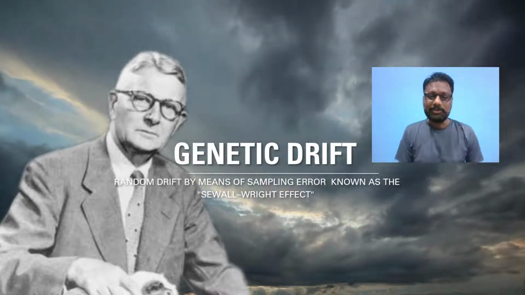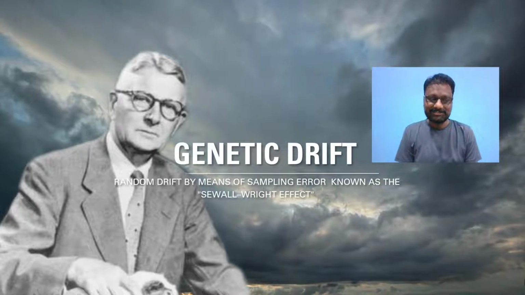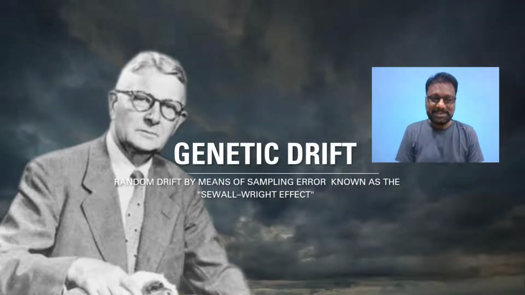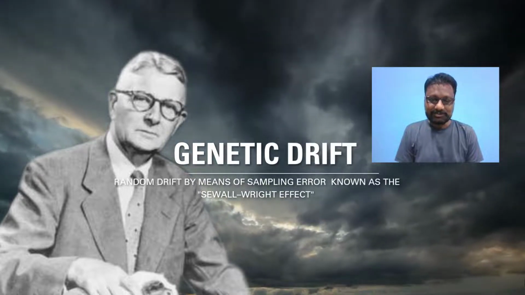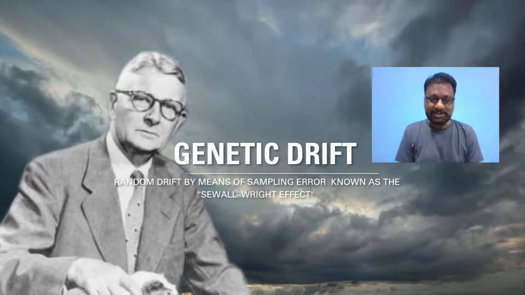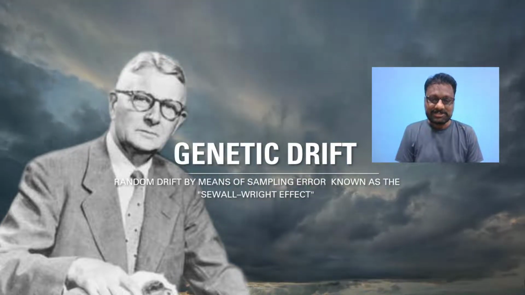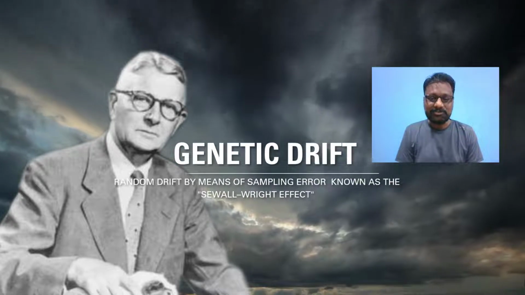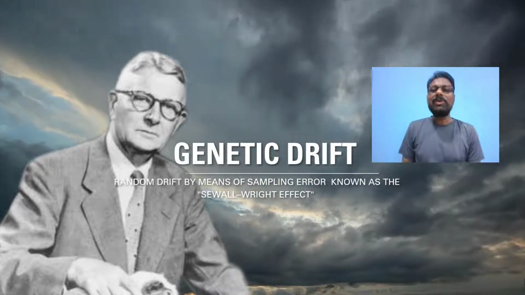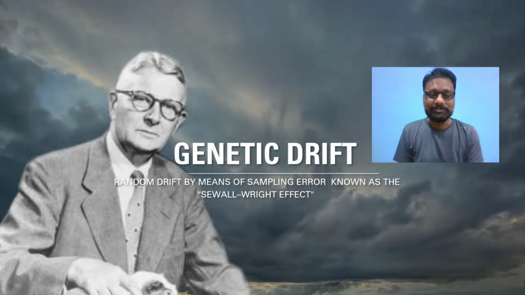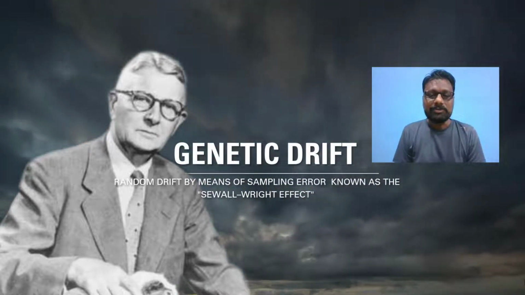I am here to talk about genetic drift, random evolutionary change. You are able to see a person whose name is Sewall Wright. He is the first person to coin the term genetic drift. The random drift by means of sampling error is known as the Sewall Wright effect. So we will look into genetic drift.